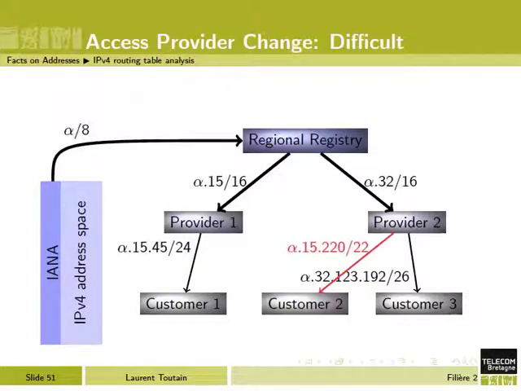So what does it mean? It means that this provider will announce its own prefix, alpha.32/16, and alpha 15.220/22. Okay? So we have to announce these two rules.